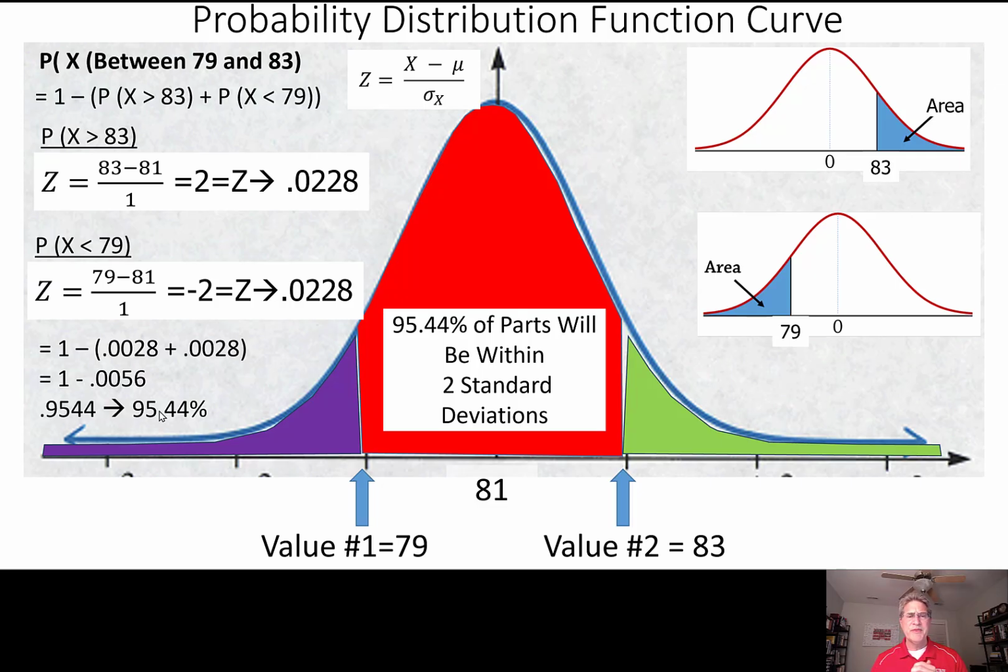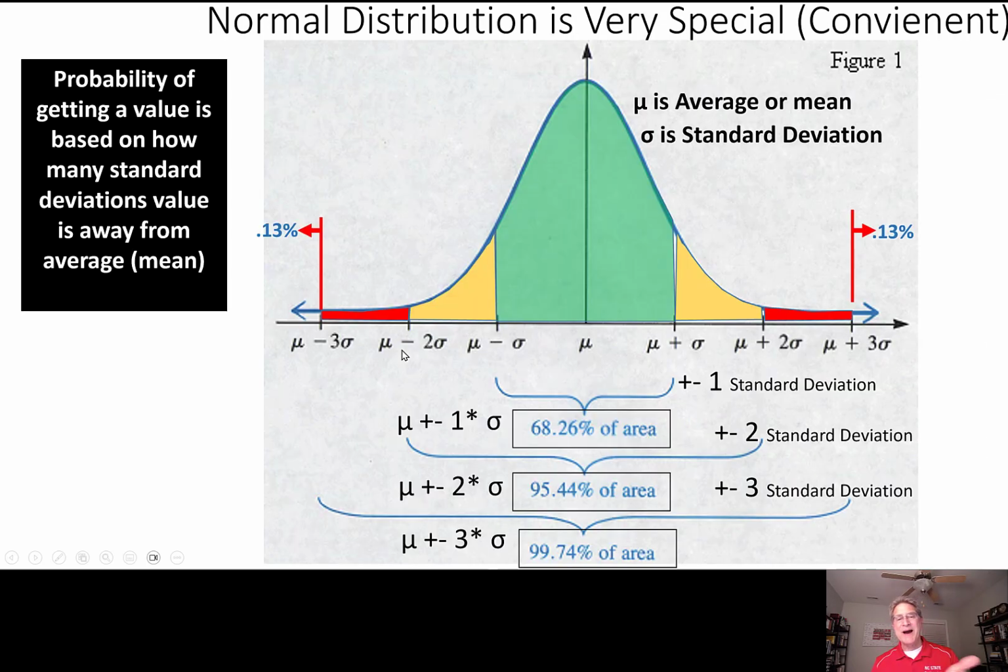99.5% will be within 2 standard deviations. Yeah, z is 2. That sounds familiar, doesn't it? Yeah, that's where this came from. That's where these probabilities came from. They came from this table. Someone just calculated them for you. But you see the power now of what you know, and this is so convenient.